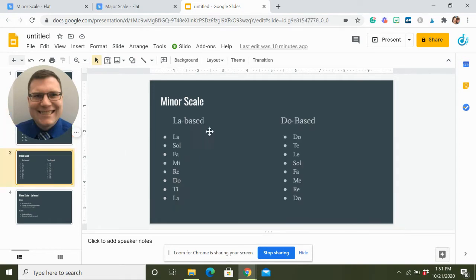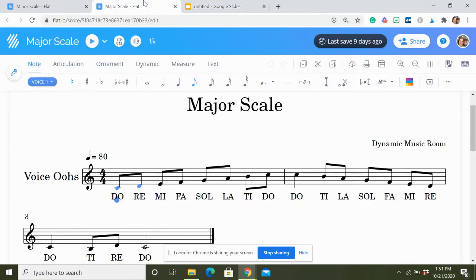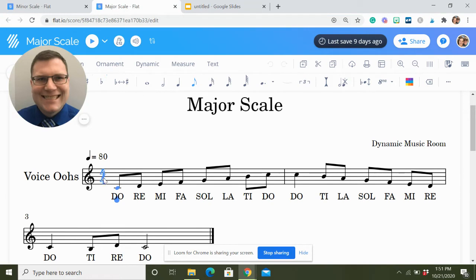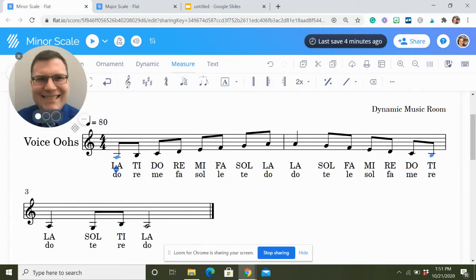And there are two schools of thought. There's La-based minor and Do-based minor. So La-based minor means that you take the same key signature. So if we're in the key of C here, and C is Do, well, the relative minor to C major, or the relative minor to Do equaling C, is A. So in this case, it's the same key signature, and do is still C, but now we're going to start on la.